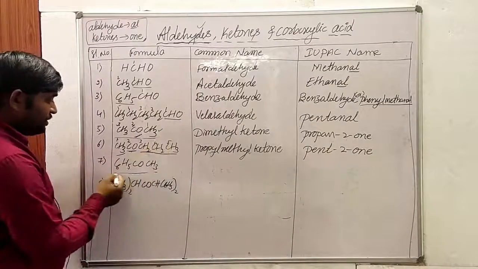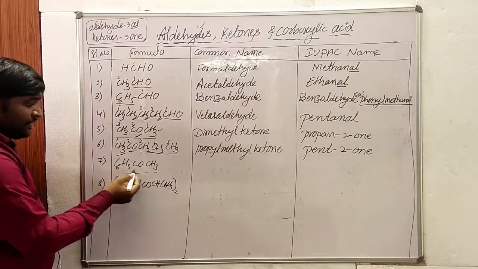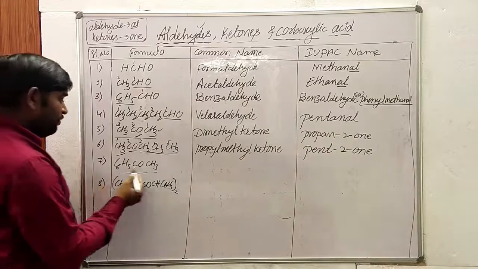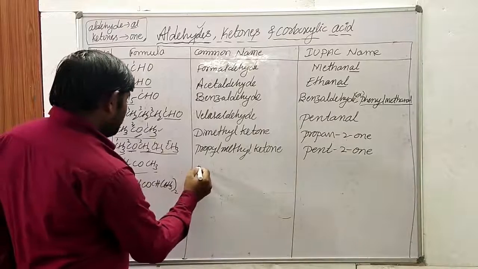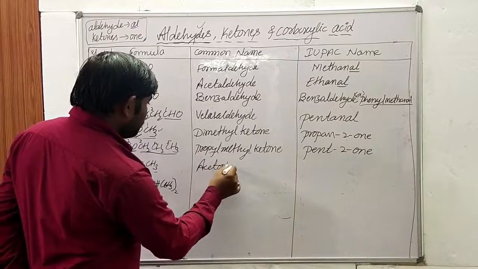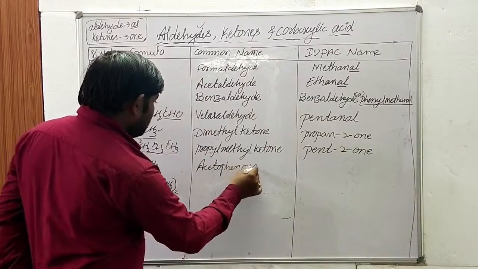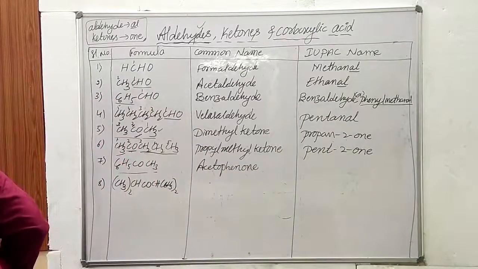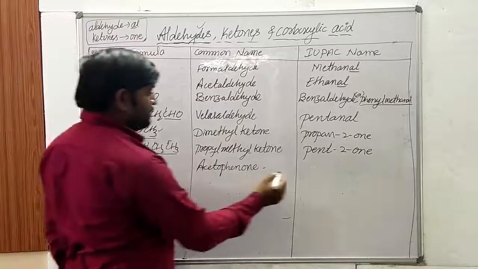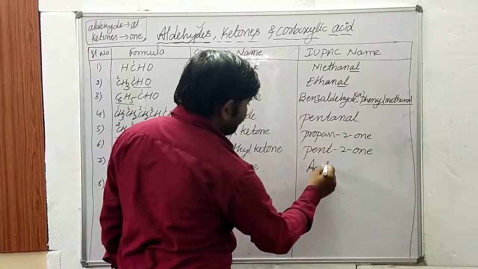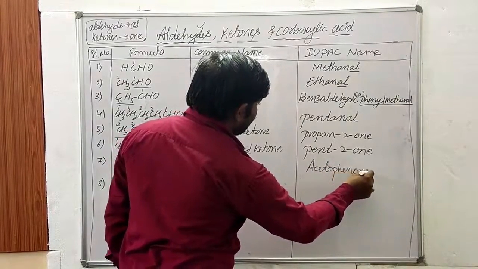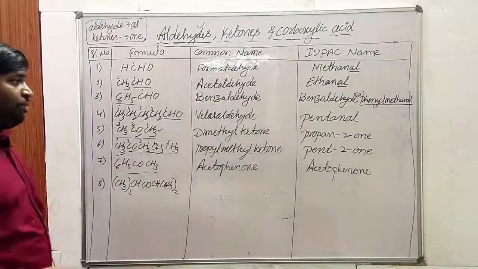What is the IUPAC name for this molecule? C6H5COCH3. The name of this molecule is acetophenone, the common name. The IUPAC name is also considered the same as the common name. Acetophenone is the common name as well as the IUPAC name.